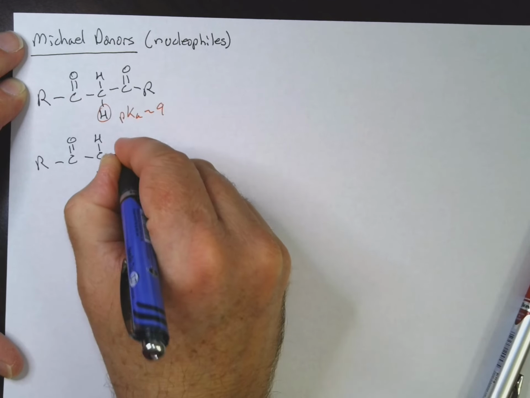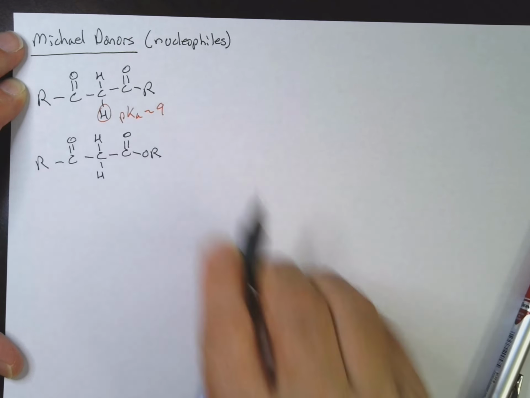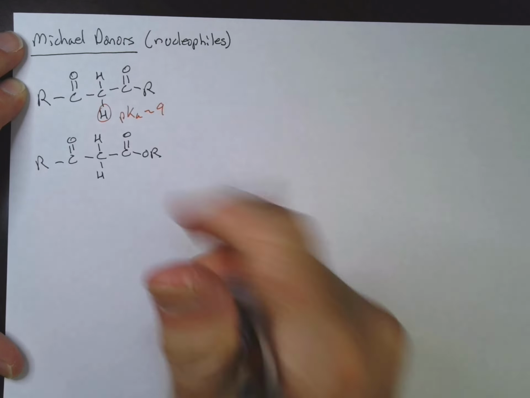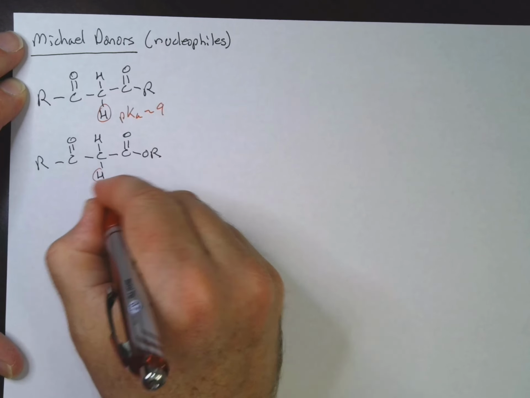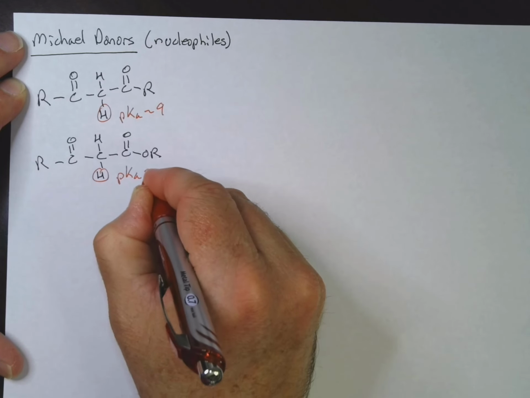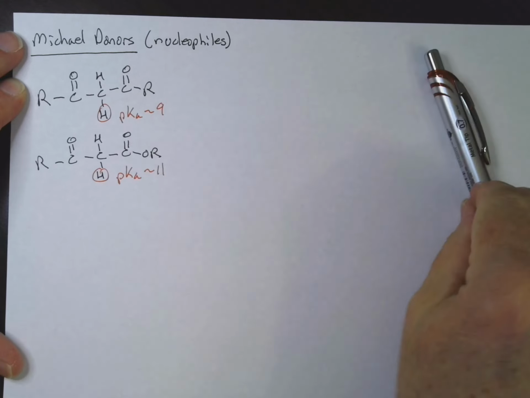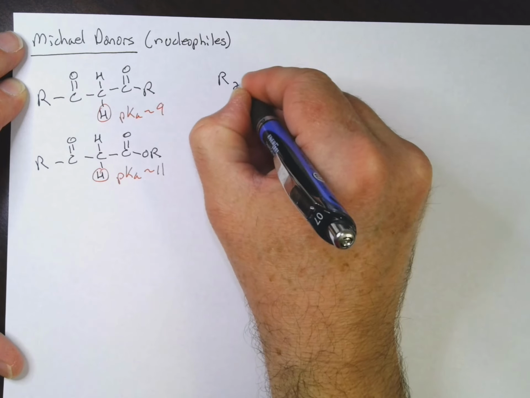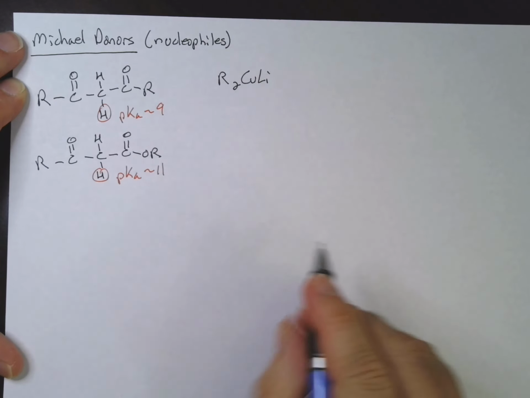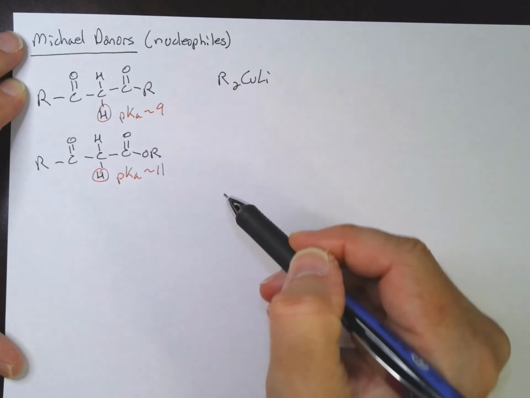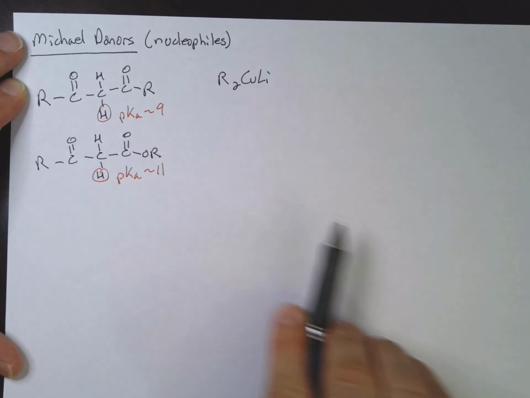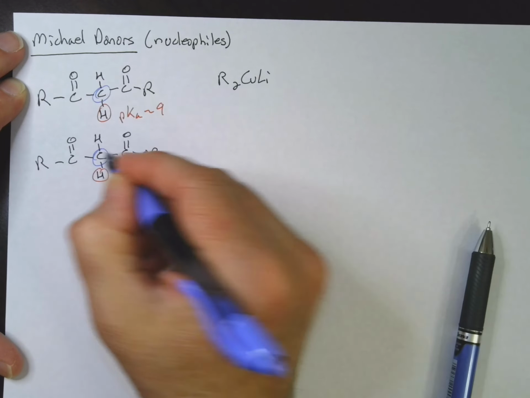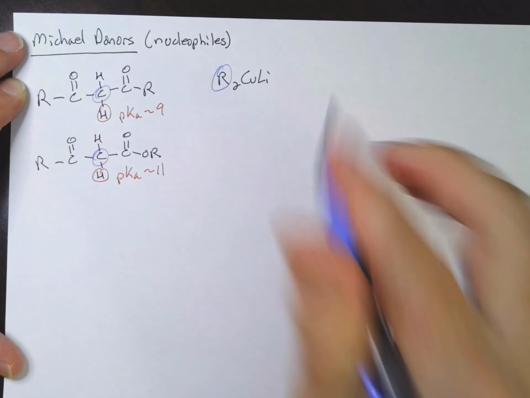And as we saw in the last lecture, if we have a beta diketone, a beta ketoester, this pKa is around 11. Let's see, some other Michael donors, R2CuLi. So our R group is going to be the nucleophile. And I'm going to circle the nucleophile in blue here.